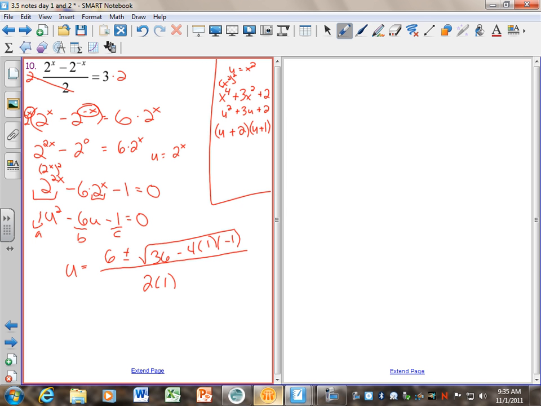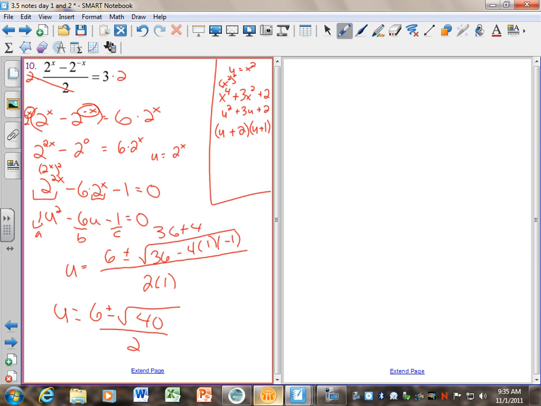You with me there? And there's one like this one. There is. And the nice thing is, you can just follow this example. It's just a different number. So I get 6 plus or minus, that's going to become 36 plus 4. Do you agree with me on that? So I get the square root of 40 all over 2.